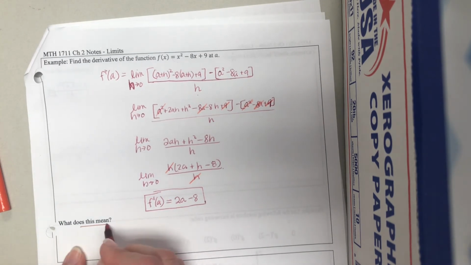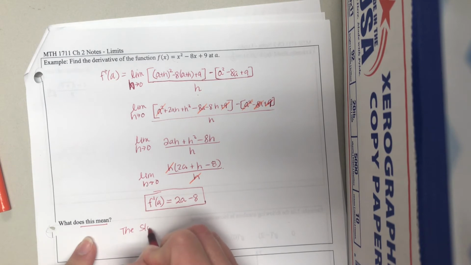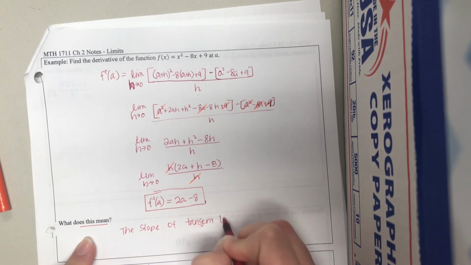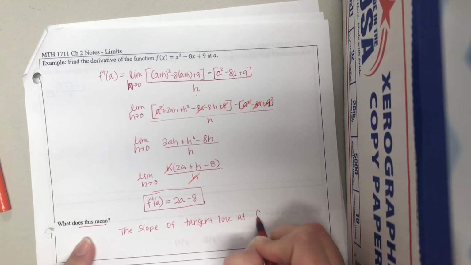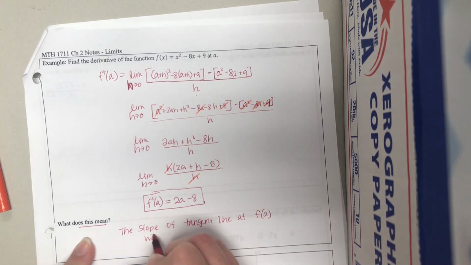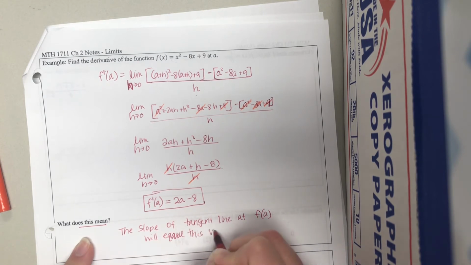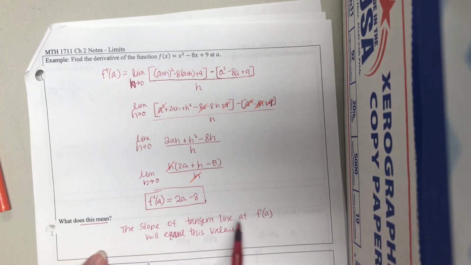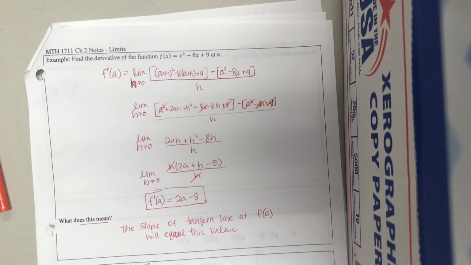What does this mean? The slope of the tangent line at f of a will equal this value. So if you want to know what happens at a equals 2 or a equals 7 or a equals 10, you can plug that into this problem.